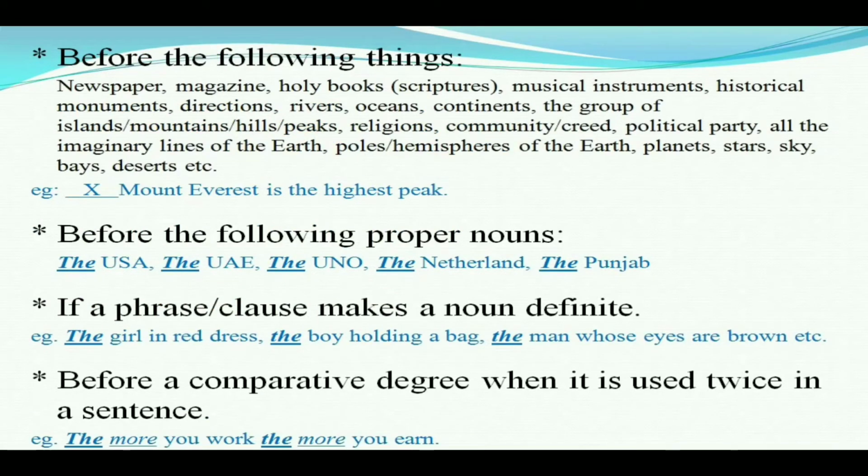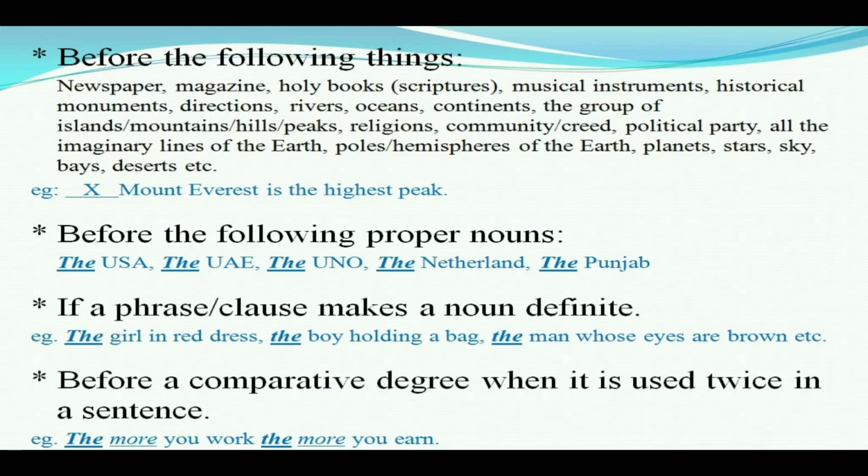Next point, before the following things. Now, there are some certain nouns or things. Before these nouns, we use the. For an example, names of newspapers, magazines, holy books or scriptures, musical instruments, historical monuments, directions, rivers, oceans, continents, groups of islands or mountains or hills, peaks or religions, community or creed, political parties, all the imaginary lines of the earth, poles or hemispheres of the earth, planets, stars, sky, bays, deserts, etc.